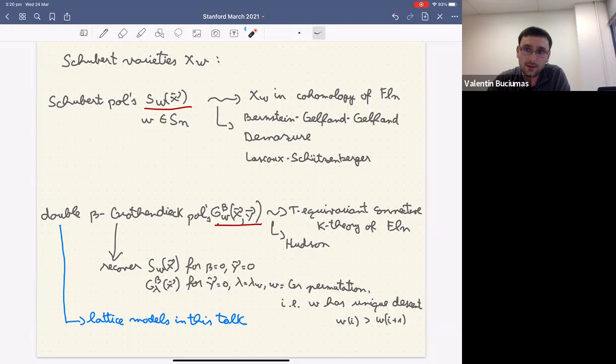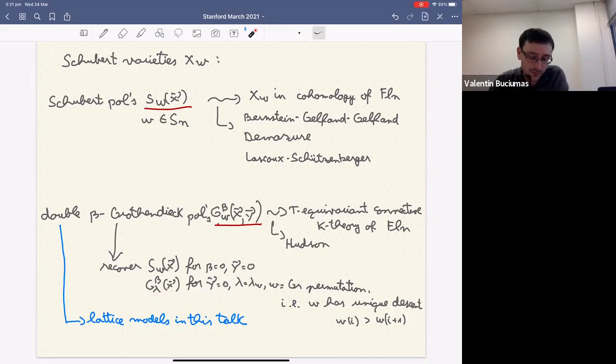So those polynomials depended on a partition lambda. So to recover such polynomials, first of all, you set y to be 0, and then you focus on w to be a Grassmannian permutation. So this means that w will have only a unique descent, or there'll be a single i such that w(i) is larger than w(i+1). And for such w, one may associate a partition in a somewhat canonical way. And then this is how you go from G_w^beta to G_lambda^beta.